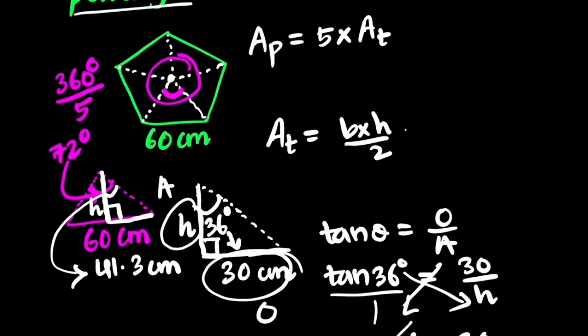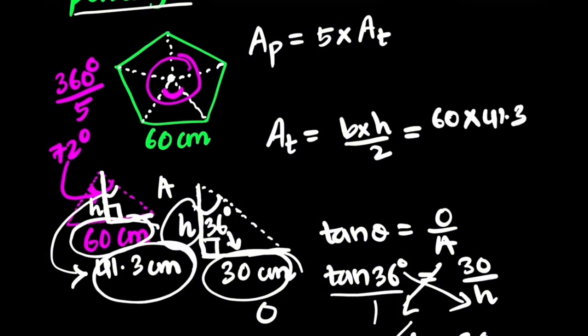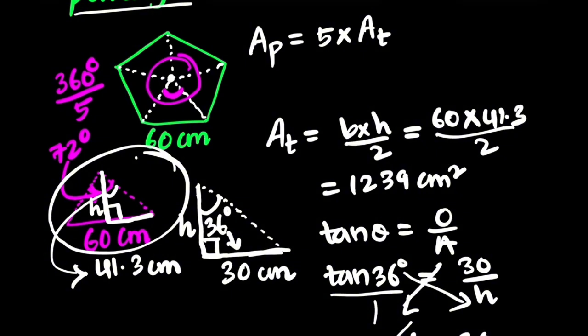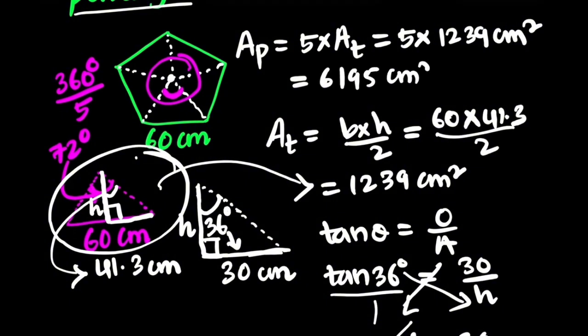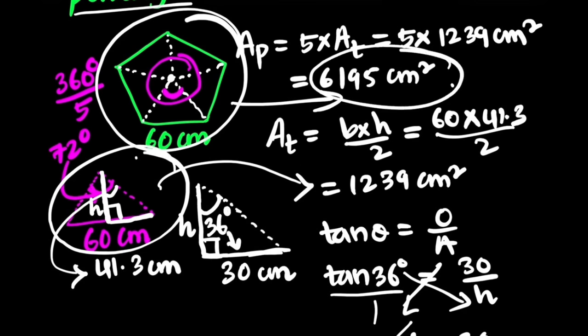Since we found the height, substitute in the formula. The base of the triangle is 60 centimeter times height of this triangle, 41.3 centimeter, divided by 2, which gives us 1239 centimeters squared. So the area of each triangle is equal to 1239 centimeters squared. Therefore, the area of the pentagon equals 5 times the area of each triangle, 1239 centimeters squared, which gives us 6195 centimeters squared. So the area of this pentagon is equal to 6195 centimeters squared.